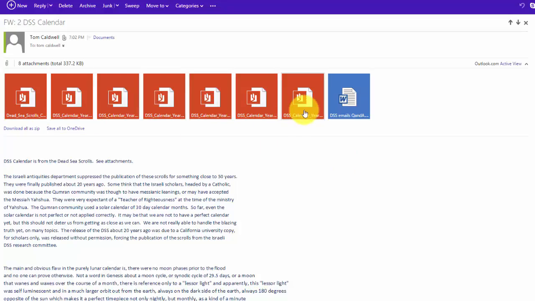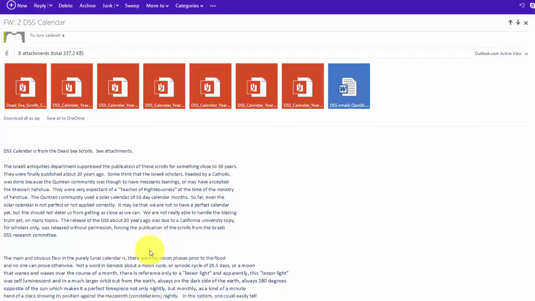She sent me all these attachments, and all of them are essentially identical as far as being 30-day calendar months. The Hebrews, or the priests, and the Pharisees and the Sadducees in Jerusalem did not use this calendar. They continued on with what we would call a solar lunar calendar today, until this very day. But she said that the Israel Antiquities Department suppressed the publication of these scrolls for something close to 50 years. They were finally published about 20 years ago. Some think that the Israeli scholars, headed by a Catholic scholar, did this because the Qumran community, that's the Dead Sea area, was thought to have messianic leanings, or may have accepted the Messiah Yeshua.